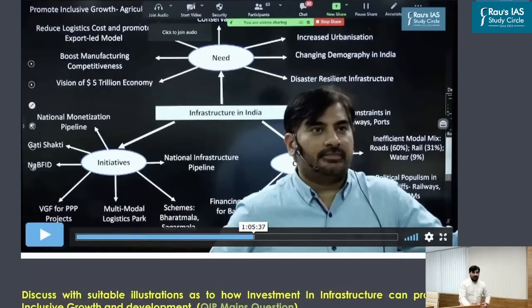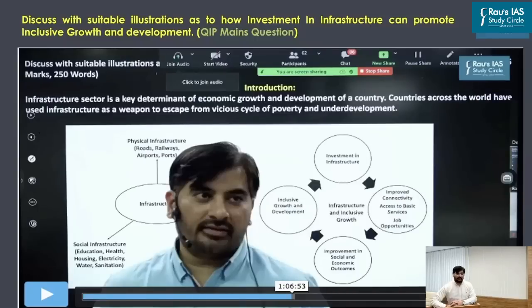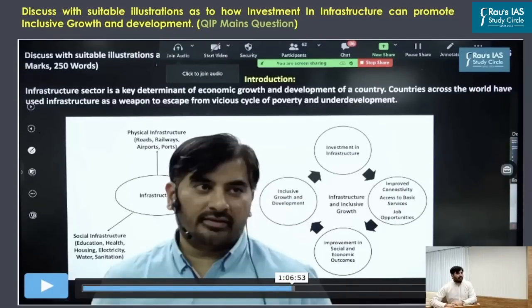whenever we conduct the revision classes in the mains, we also take up some questions for the practice. And after discussing this topic of infrastructure, the question for practice which I had taken up was: discuss with suitable illustrations as to how creation of infrastructure would lead to inclusive growth and development. So as you can see, the question which was asked in this year's mains examination was almost on similar lines. Like to what extent infrastructure would help us promote inclusive growth and development.